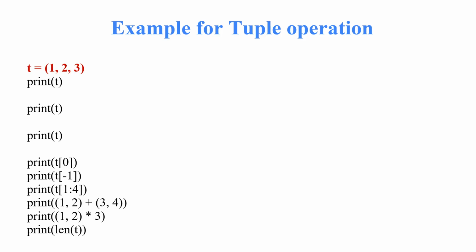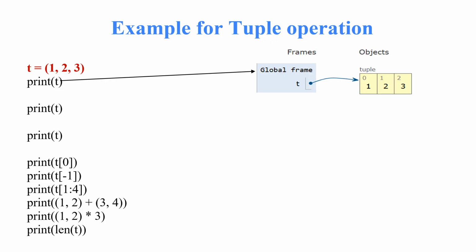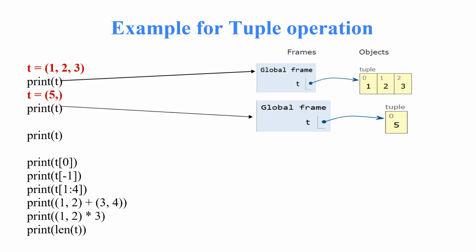Here we have a tuple 1, 2, 3. So we are trying to print it. You can also see how the indexes are being assigned for the various elements, that is 1, 2, 3 of your tuple. Now I can create a single element tuple by using a separator, which is shown over here. At the 0th index you can see 5 is created.